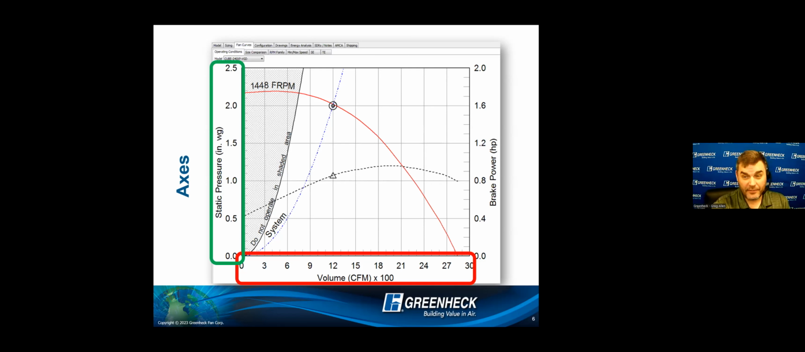Now there's some more information on the screen. We've got to point out on that right-hand side, that secondary axis, this is where I'm going to let you see the brake horsepower, the power consumed to move that amount of air with that fan against that system resistance, right? I'm starting to pull more information together. All right, so let's go to the middle of the screen now, and look at the different lines and bits and bobs that appear.